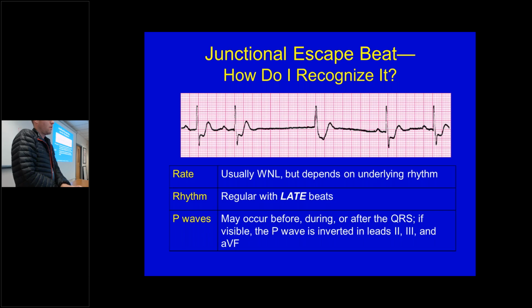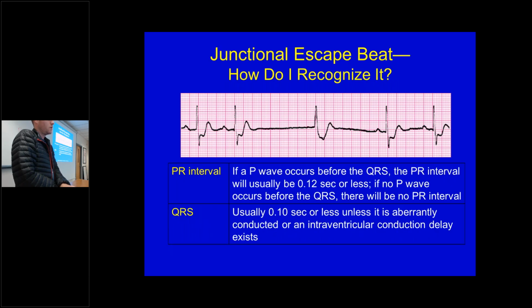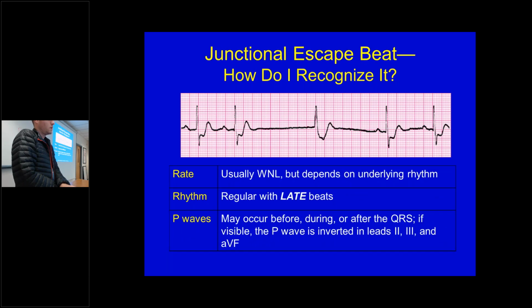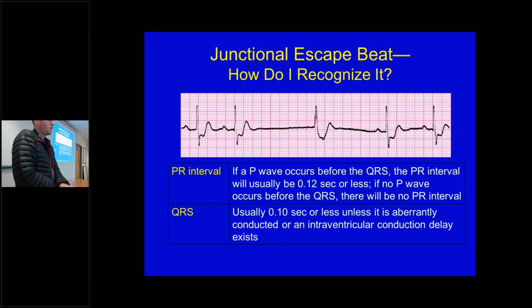All right. Let's see if there's anything there. Leads 3 and aVF. Junction, so that was a junctional escape beat. That's going to happen during sinus arrest. If there's a pause, it'll throw in a beat.